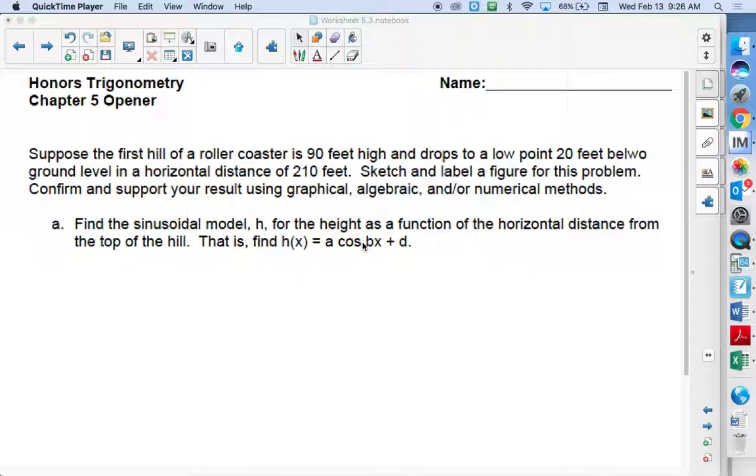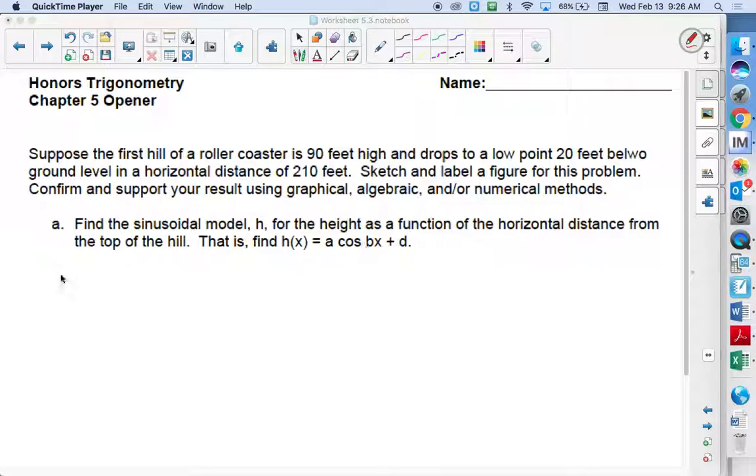So we're going to see if we can sketch a graph for part A. It says find the sinusoidal model, which is another way of saying find the sine or cosine equation, for the height as a function of the horizontal distance from the top of the hill. That is, the height with respect to the distance x is equal to a times the cosine of bx plus c. So we're going to have to remember what all that information means.